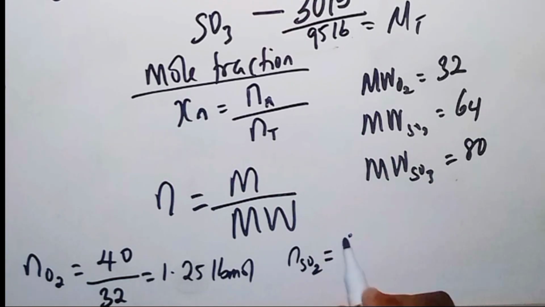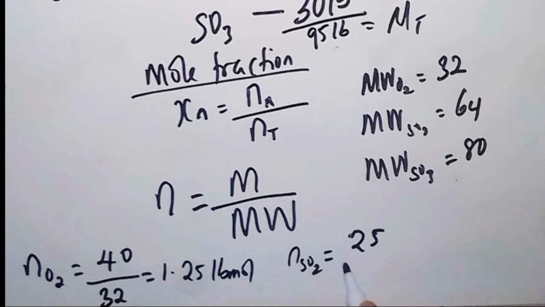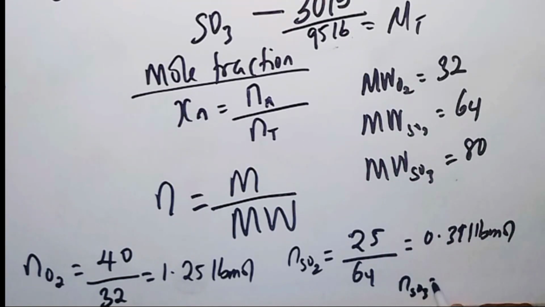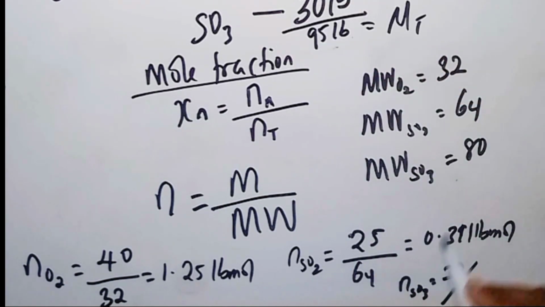To get the number of moles for SO2 is mass, which is 25, divided by 64, is equal to 0.391 pound mole. To get the number of moles for SO3, do the same thing. 30 divided by the molecular weight, which is 80, equals to 0.375 pound mole. This is how we calculate the number of moles.